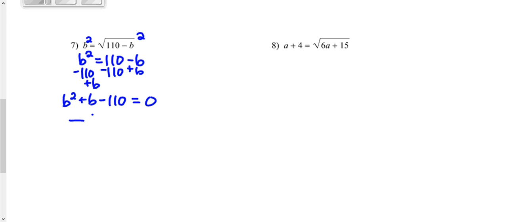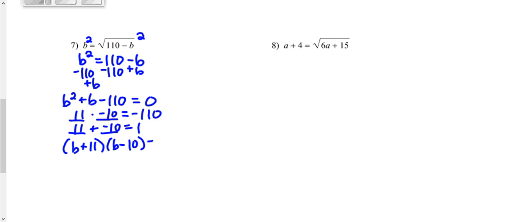So solving a quadratic means factoring. I need numbers that multiply to negative 110 and add to 1. Those numbers would be 11 and negative 10. So our factors would be, let's use b, trying to change it to x there, b plus 11 and b minus 10, which means our possible solutions are b equals negative 11 and b equals positive 10.